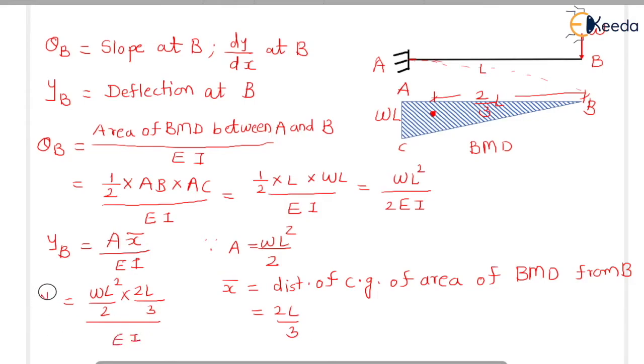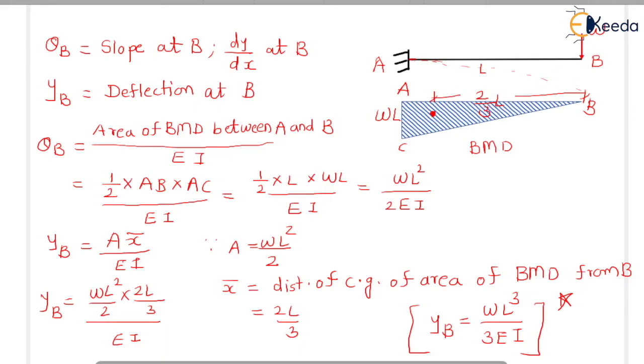So with this deflection at point B, we get it as WL cube by 3EI. Okay, so you remember this formula. If instead of W it is P, it is PL cube by 3EI, a well-known formula for deflection of a cantilever beam when a point load is acting on it. So this is the case of a cantilever beam where the point load is acting at the free end.